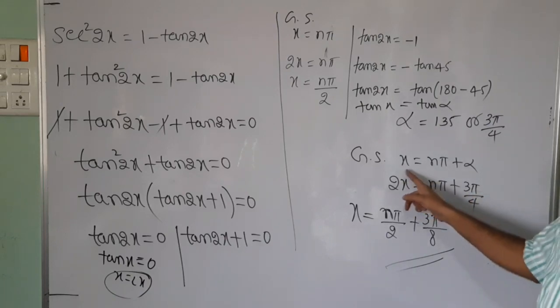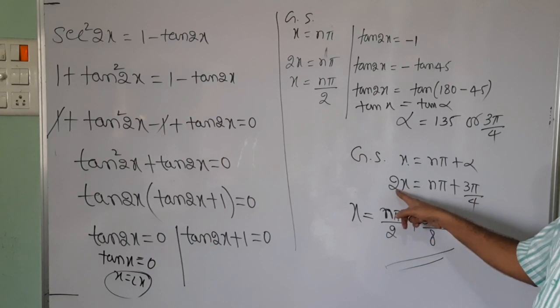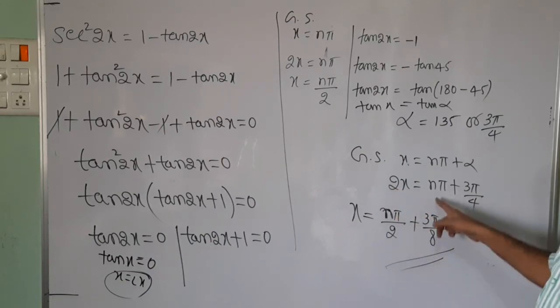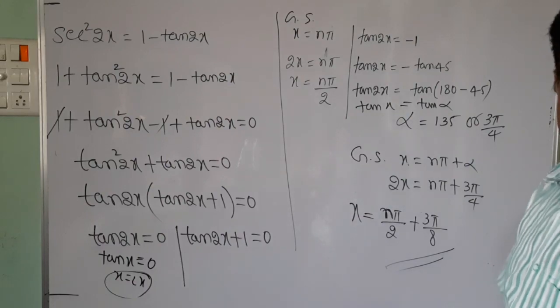So then the general solution is x is equal to n pi plus alpha. In the place of x is 2x. Next, this 2 goes to the denominator: n pi by 2, 2 4s are 8. Okay? Write this down.